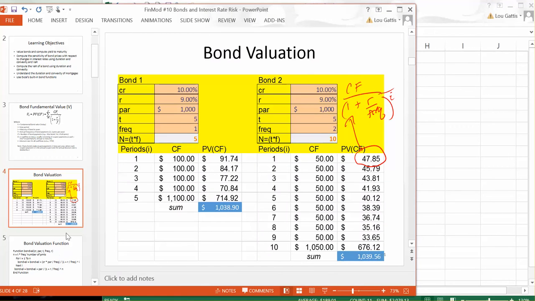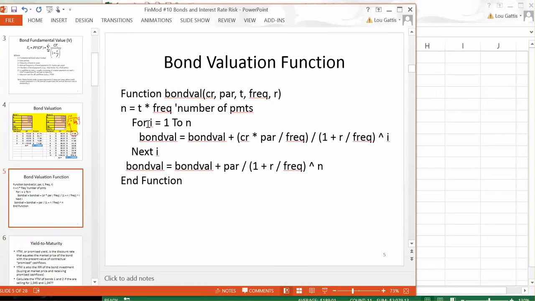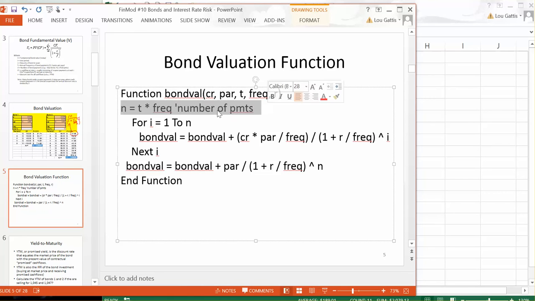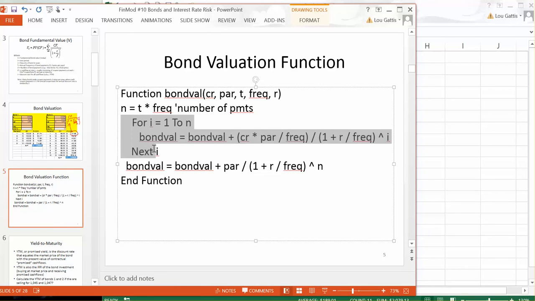Now we're going to use a bond function to calculate the value of the bond, just to show you a different way of calculating it. Here's a function called bondval, which takes in coupon rate, par, maturity in years, frequency, and discount rate R. It determines the number of payments, which will be the years times the frequency, and then does a simple for loop for i equal 1 to the number of payments, and what it's going to calculate is the coupon rate times par divided by frequency.